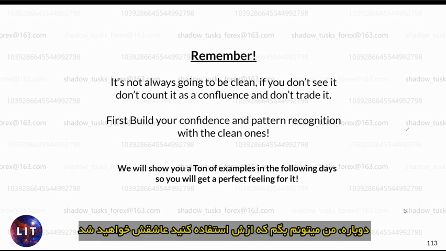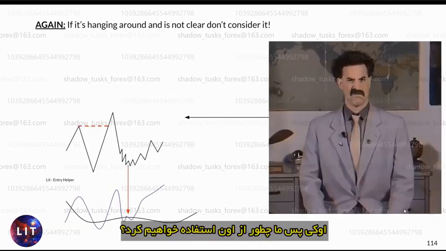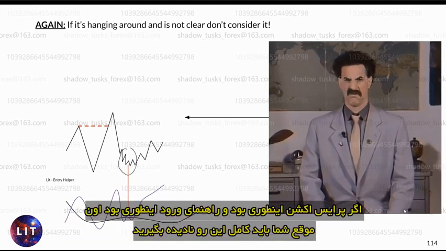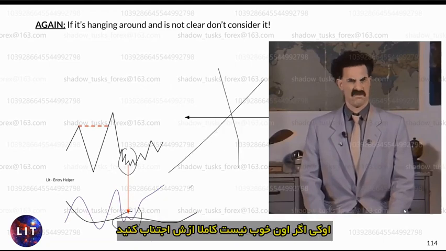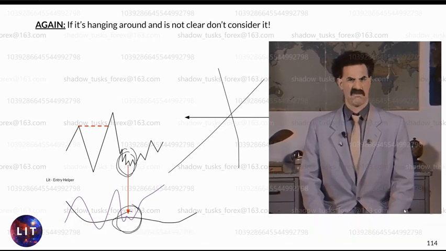Again, I can just tell you, use it, you will love it. It gives you so much more confirmations, okay? So how we will use it though, again, if price action is like this and the entry helper is like this, then you completely ignore it, okay? If it's not nice, completely just avoid it, because if price action is not nice and the entry helper is not nice, completely just ignore it, okay?